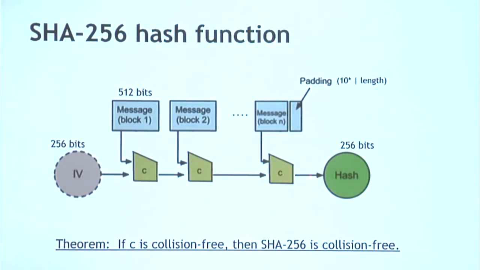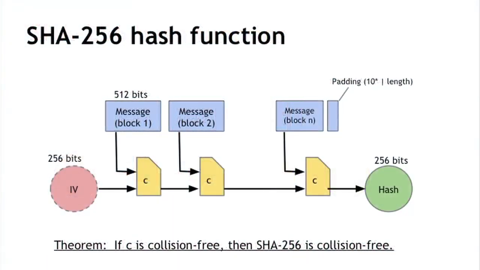And when you get to the very end, you have consumed all of the blocks of the message plus the padding. The result is the hash, a 256-bit value. And it's easy to show that if this function C, the compression function, is collision-free, then this entire hash function will also be collision-free. The other properties are a little bit more complicated, so I won't talk about them here.